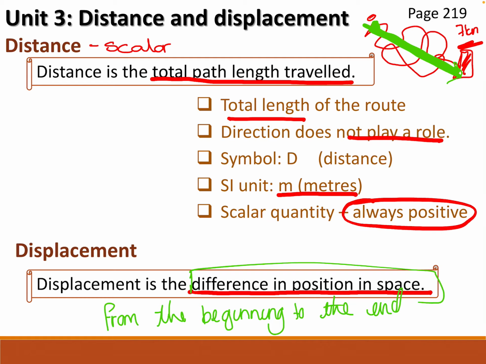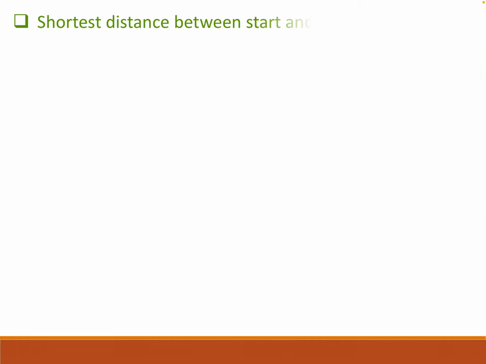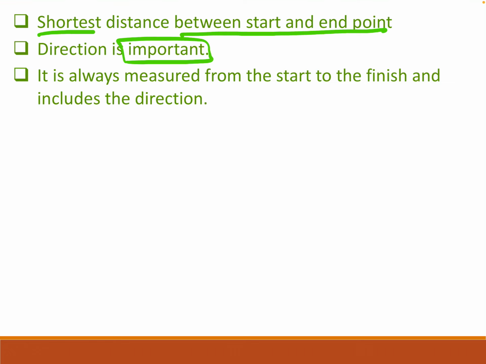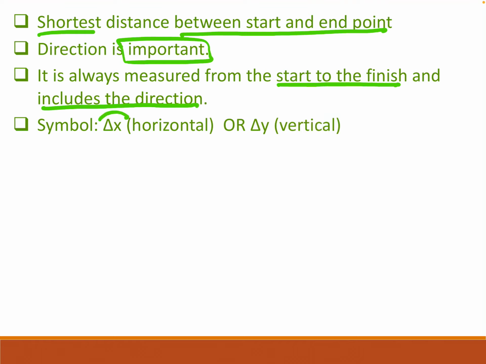Okay? Of the journey, or whatever it is. So, displacement is the shortest distance between start and end point. Direction is very important. It is a vector. It's measured from start to finish and must include direction. So your answer must be left, right, up, down, north, south, east, west. Its symbol is delta x if it's horizontal, delta y if it's vertical.